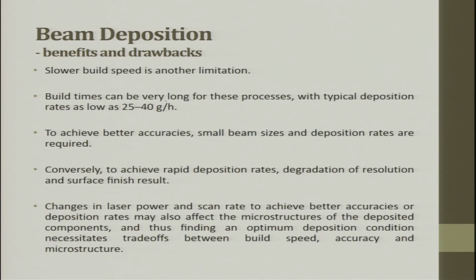Building time can be very long for these processes, 25 to 40 grams per hour. To achieve better accuracy, small beam size and low deposition rates are required. Conversely, to achieve a rapid solidification rate, degradation of the resolution and the surface finish results. Change the laser power and scanning rates to achieve better accuracies. Deposition rates may also affect the microstructure of the deposited component, and thus finding an optimum deposition condition necessitates a trade-off between the build speed, accuracy and the microstructure.